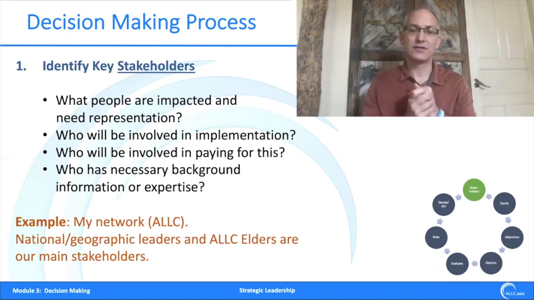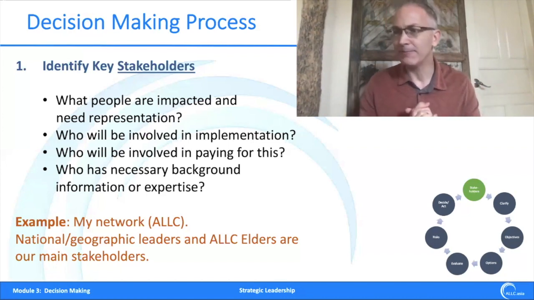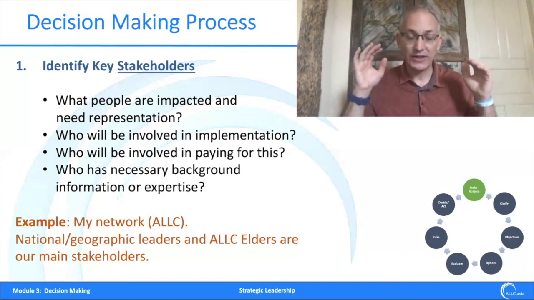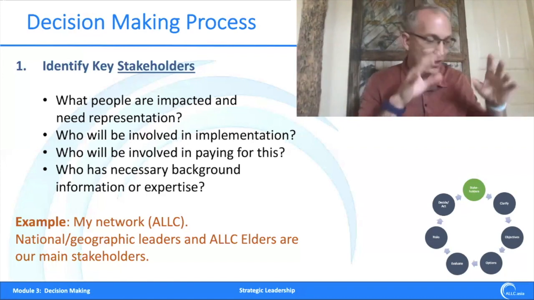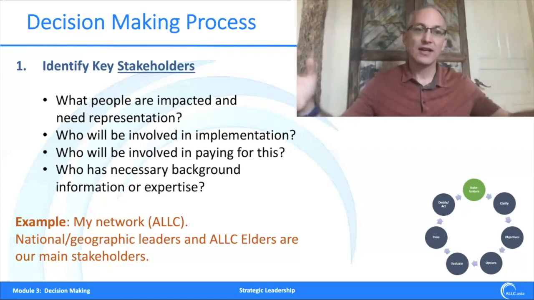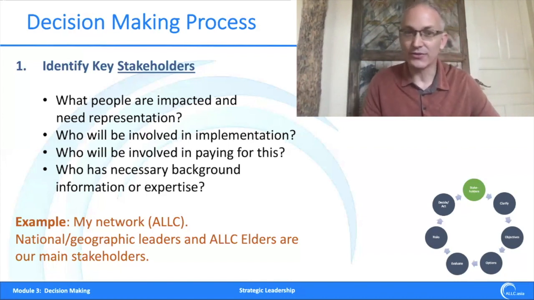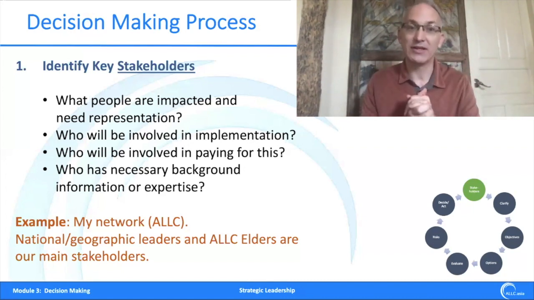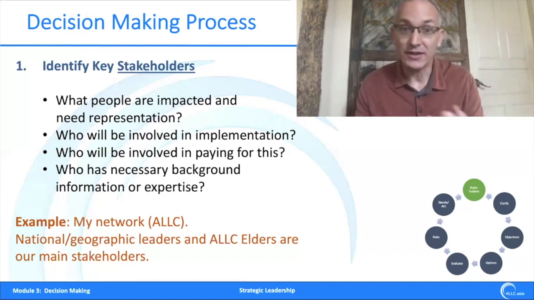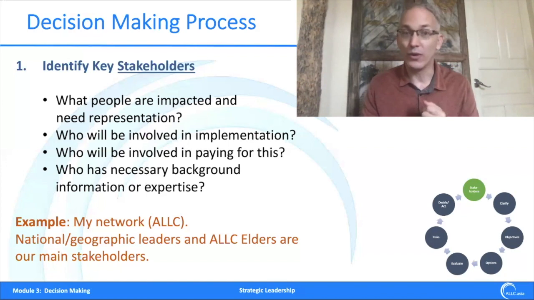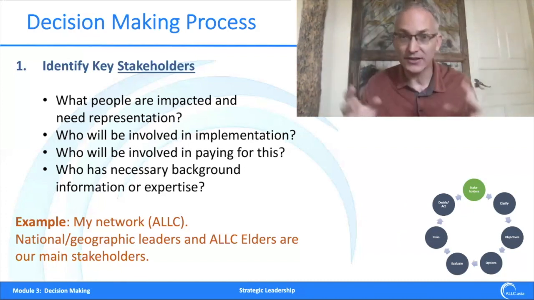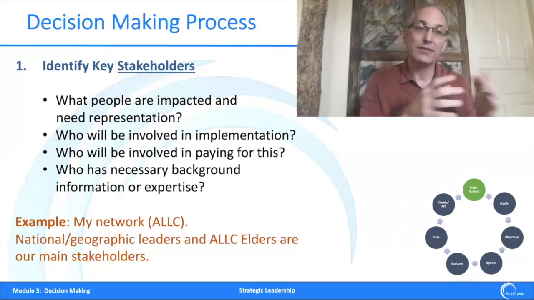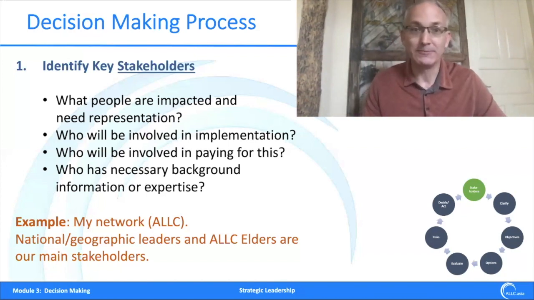And basically for this decision for us, where should we hold our annual leadership summit every year? We decided we need to involve our YWAM elders. So our ALLC elders, absolutely, as well as the national and geographical leaders and elders throughout YWAM, because they need to be engaged and involved in encouraging their people to develop as leaders, and they need to be encouraged to come to these leadership summits. So we need to know from them where and when would be best for them to hold a leadership summit as well. So we decided national and geographical leaders, elders, and our ALLC elders are the key stakeholders that we want to involve in making our decision about where to hold an annual leadership summit. So how about you?